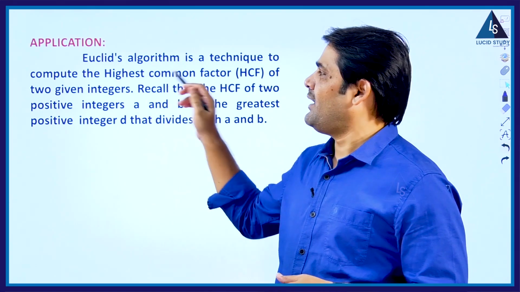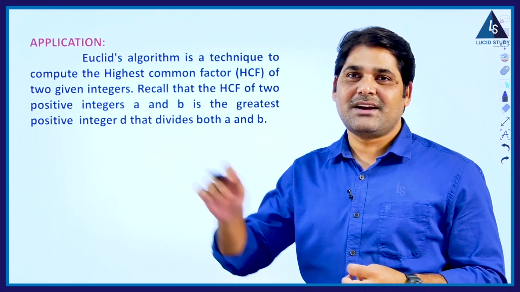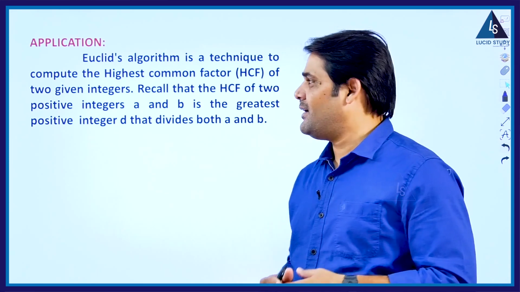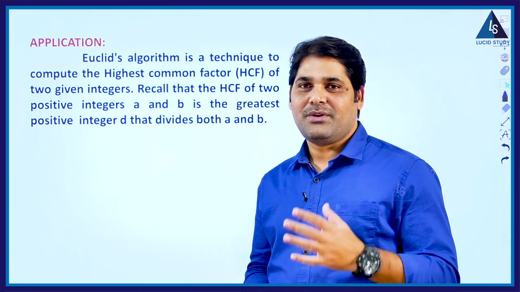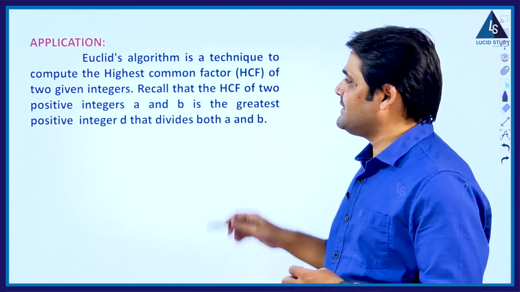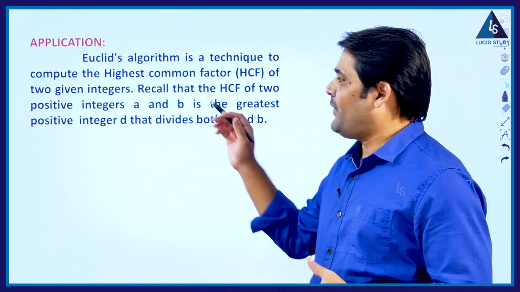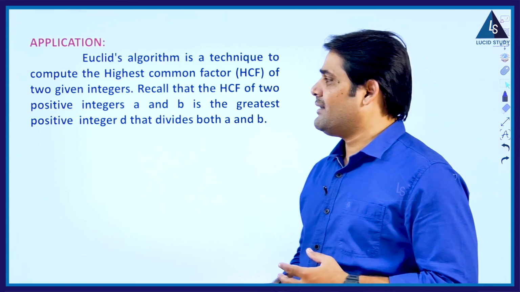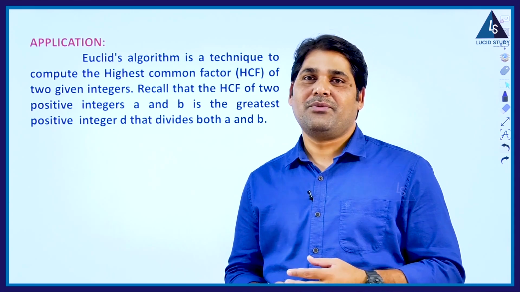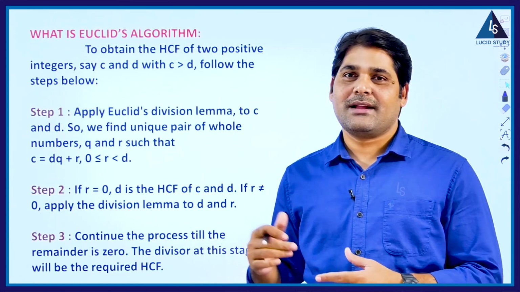Because he gave an algorithm, a technique used for finding the HCF of two numbers. To find the HCF of two numbers, this Euclid's division algorithm will be used. So the highest common factor, HCF, of two given integers we can find, right? To find the HCF of two numbers, we should follow some steps. There are certain steps to be followed. So see what the steps are.